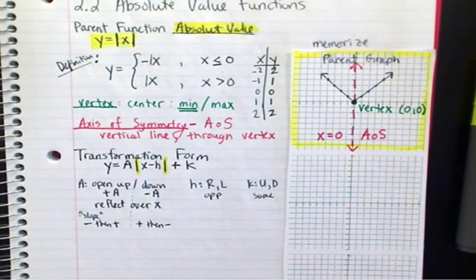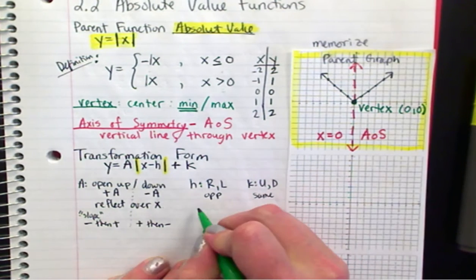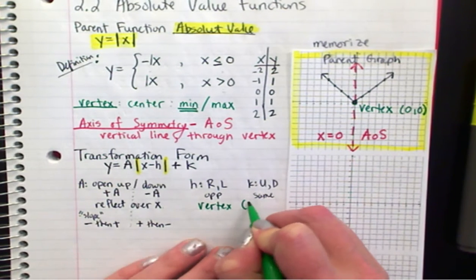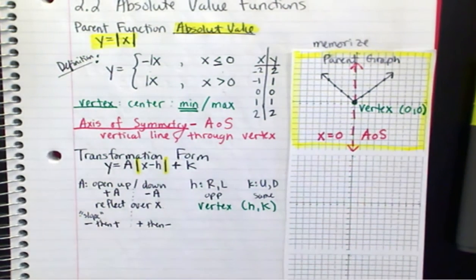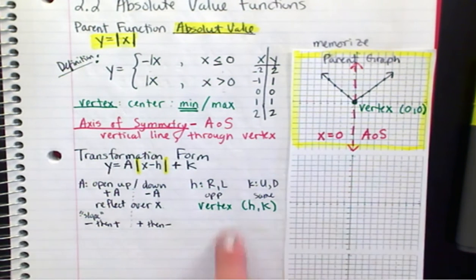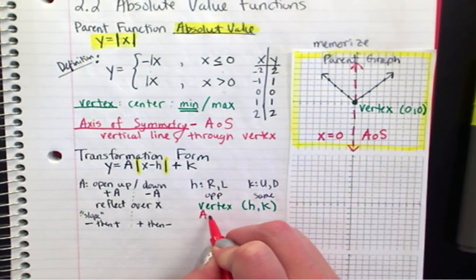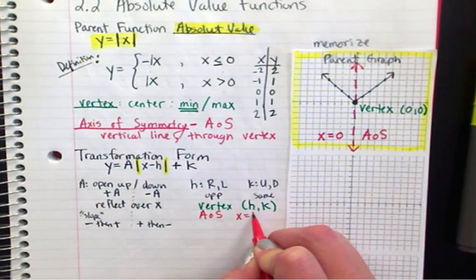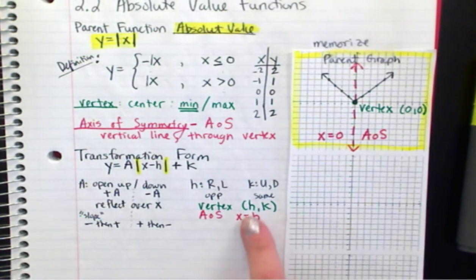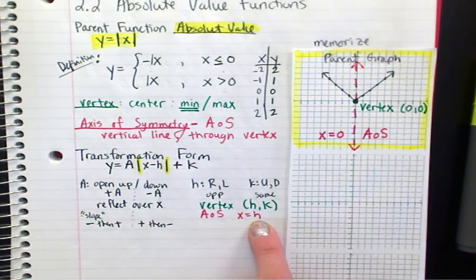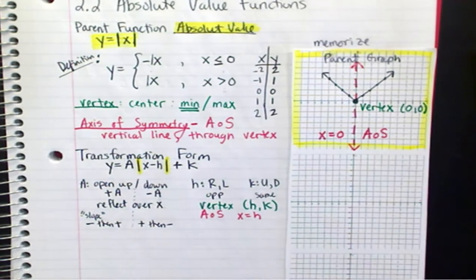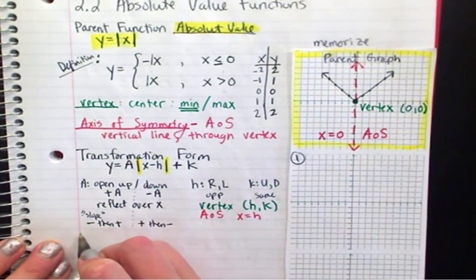Now my H and K happen to be connected to the vertex. Right? My transformation is connected to the vertex. My axis of symmetry is connected to the vertex. It's the vertical line through the vertex. See that X coordinate? That's where your axis of symmetry comes from. Okay.